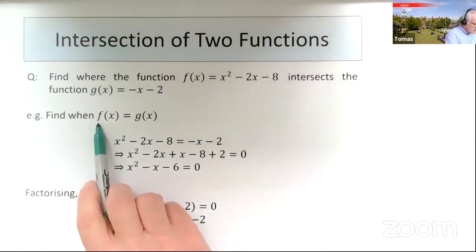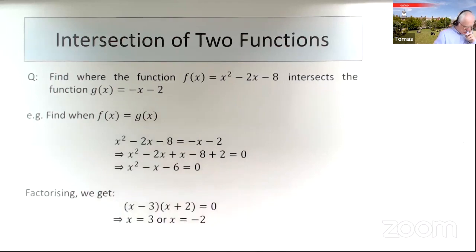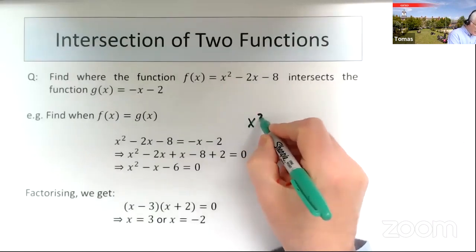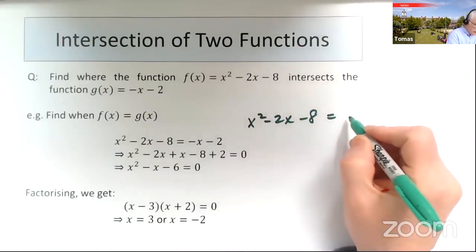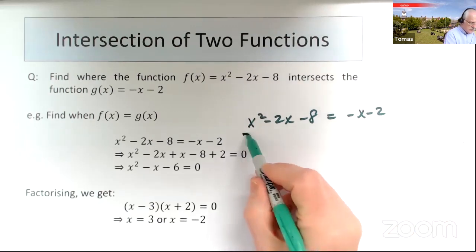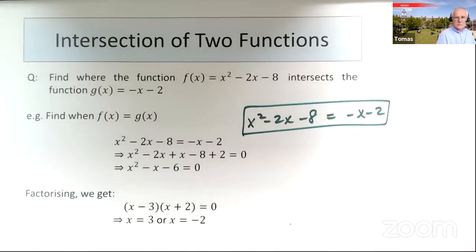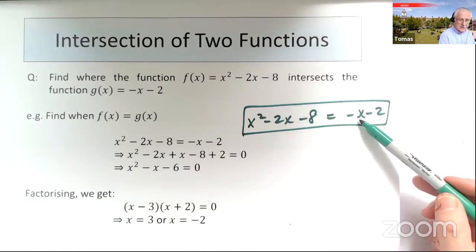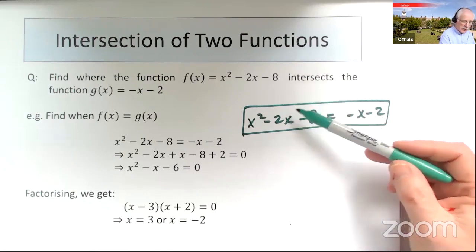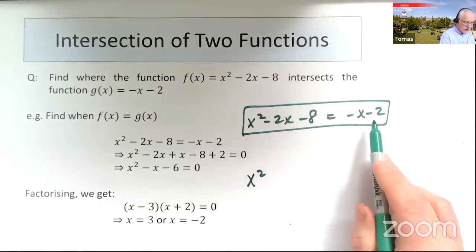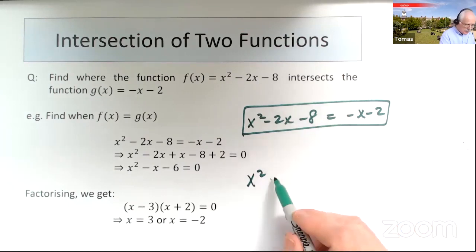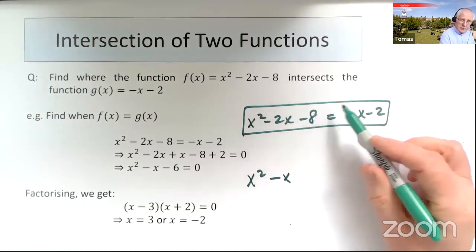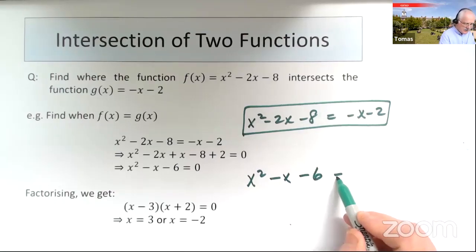Now, it says, when are these two the same? When is f of x equal to g of x? Well, really what they're saying is, when is x squared minus 2x minus 8 equal to minus x minus 2? This is just an equation. So what we do is we can take the x over to the other side. If we take that x over to the other side, it becomes a plus. So the x squared stays. X on this side becomes plus, so that'll be just minus x. And the 2 coming over would be a plus 2. That would be minus 6 is 0.